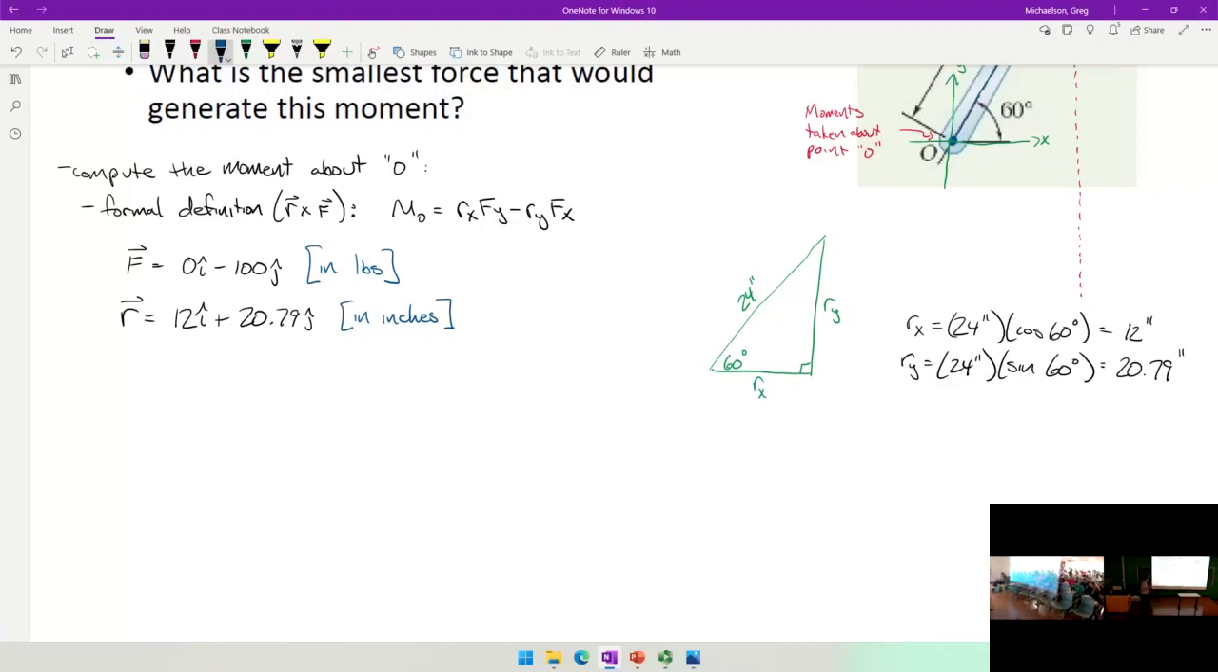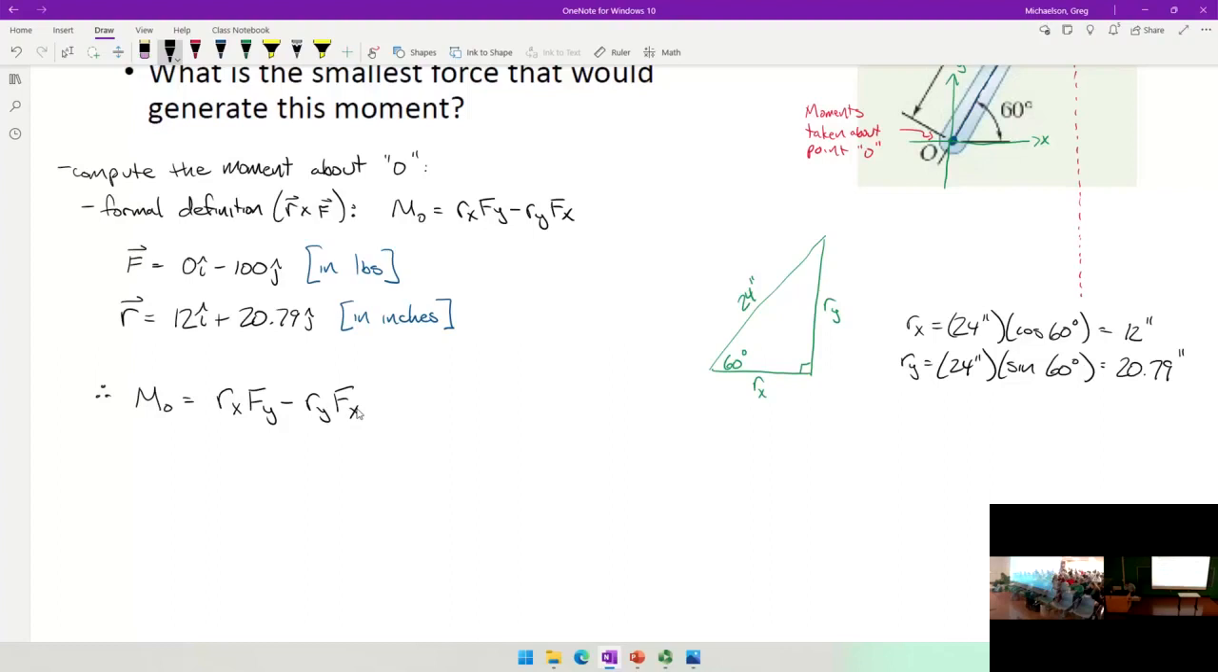So the first thing I'm going to do is, like I said, I'm going to use the formal definition of a moment. So let's check this out. So therefore, not the magnitude. So we're dealing in scalars right now. We're just dealing in magnitudes. So this is Rx Fy minus Ry Fx.